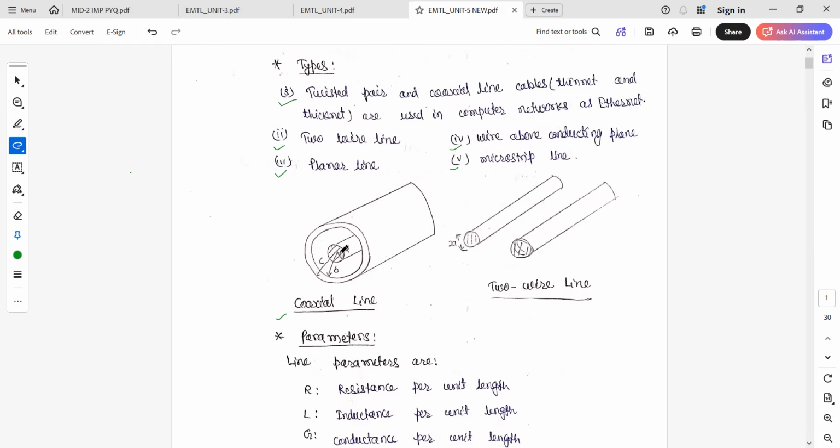In the coaxial line, the inner radius is a. The outer circular part has inner radius b and outer radius c. Finally, the thickness will be c minus b. Whereas in the case of the two wire line, the diameter is taken as 2a for the wire. The name itself is two wire, so we have two wires. These two you can draw, the coaxial line and the two wire line, by writing the types. The name and the diagram are both important.